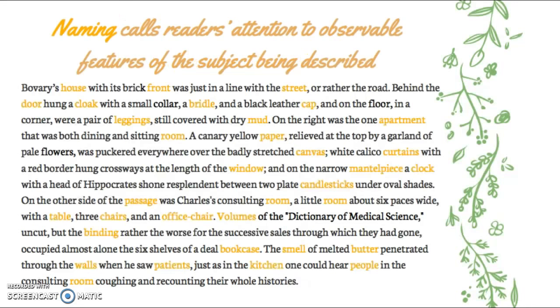So now we see the same paragraph, but this time all of the names or nouns have been highlighted in orange. House, front, street, door, cloak, bridle, cap. Leggings, mud, apartment, room, paper, canvas, curtains, window. As you can see, by simply naming these things out loud, you already get an idea of what this setting looks like, just through its nouns.